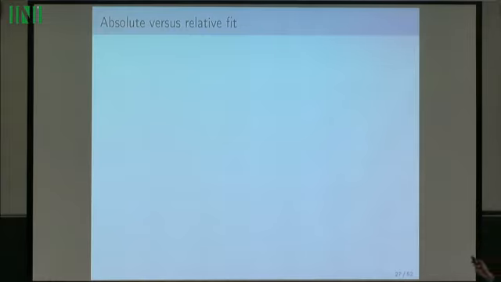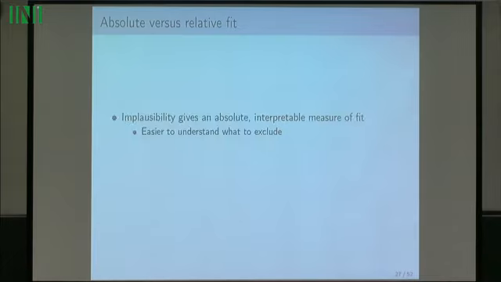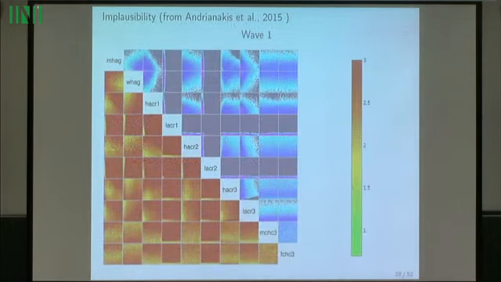Another issue is the distinction between absolute and relative fit. When you're working with implausibility, it's quite a nice, easy to interpret measure of fit, and you know what you need to be excluding. If you're doing things with likelihood, you get a relative measure of fit, so you can see if something's bad, but it's hard to know if you've necessarily found something good or not.